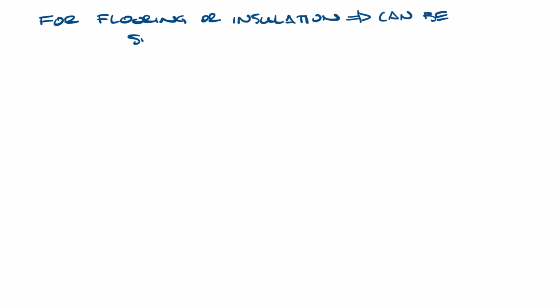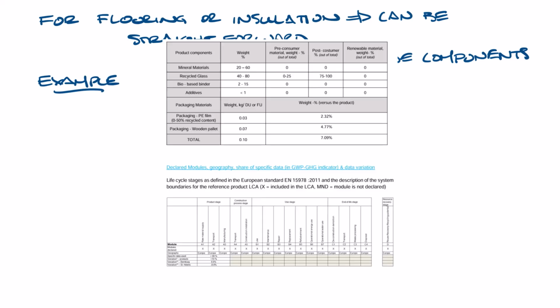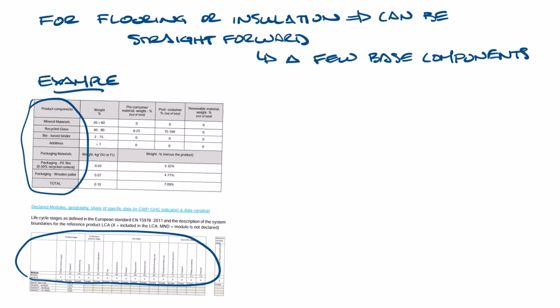Now let's move this over and look at an example. For a product like flooring or insulation, that's relatively straightforward because it has maybe a single or a few base components. Here's an example of a European insulation EPD that I found. This first table, you can see there are a handful of components and how much is in the product. The bottom table is showing the various stages of the life cycle that are called out in the standard.